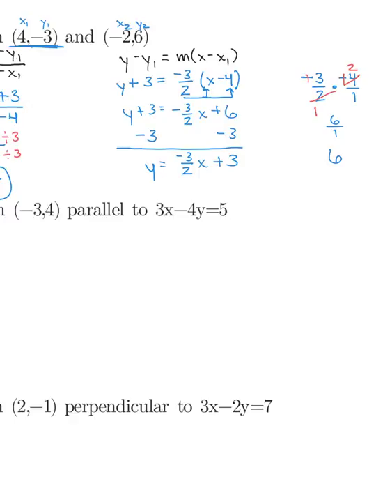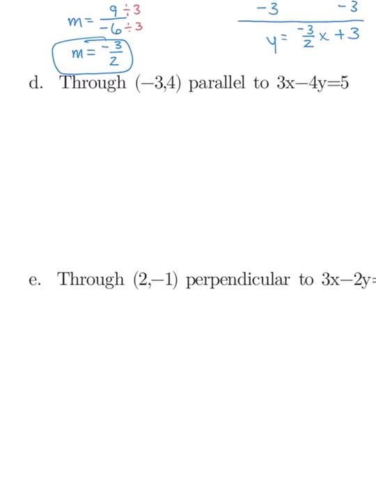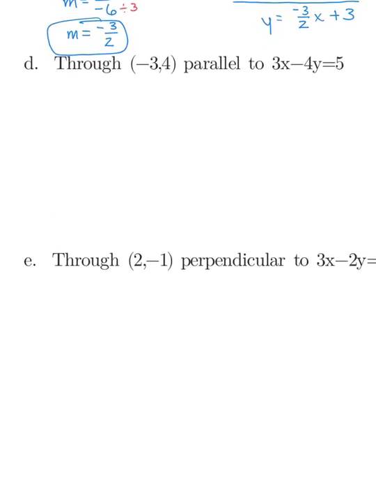Okay, so let's move down to example D. Example D, we have through -3, 4, parallel to 3x minus 4y equals 5. So remember that parallel lines have the same slope. So what we're saying here is I want the equation of the line through this point that has the same slope as this line.